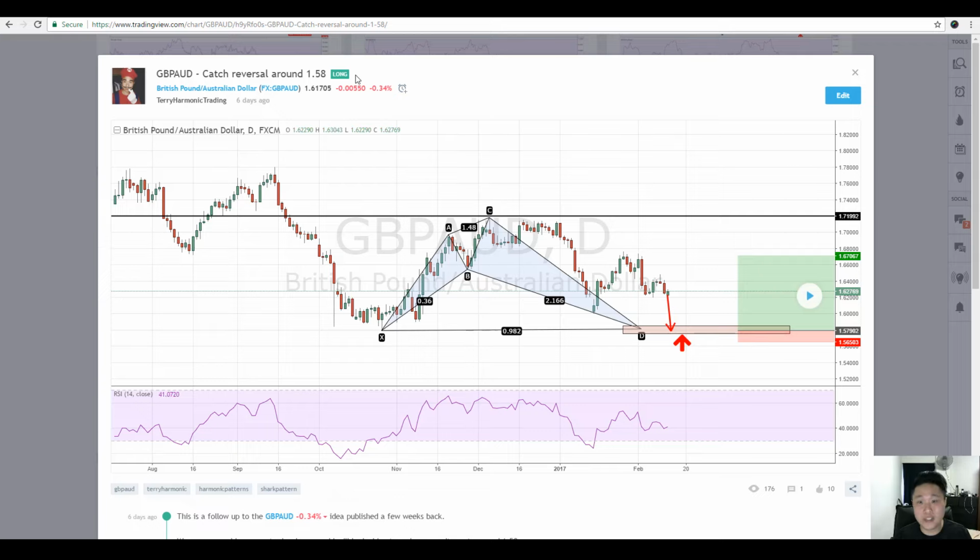So in the H4, what we see is a bullish chart. What it could do is that it could come here. Okay, let me go to the chart itself.